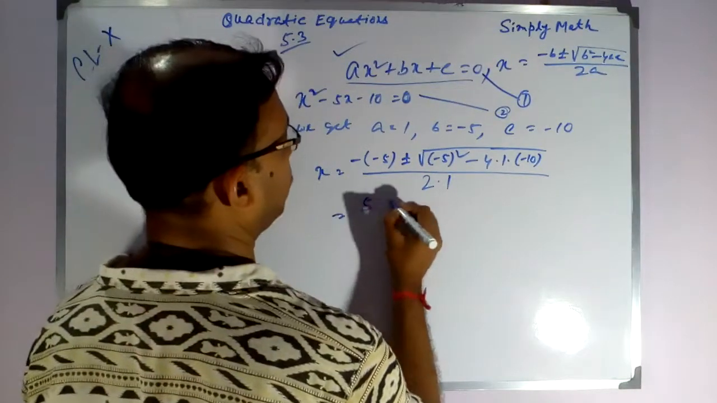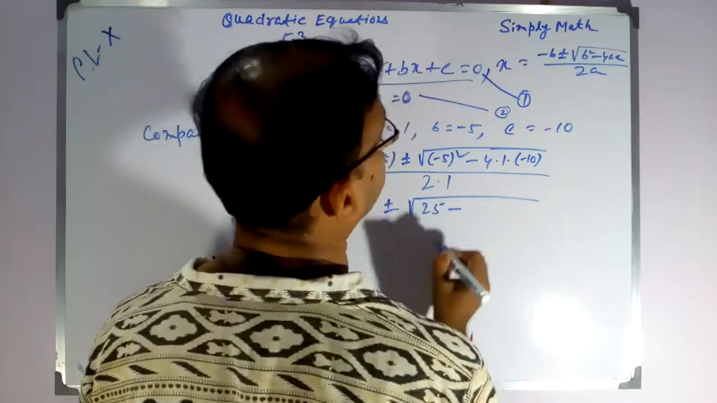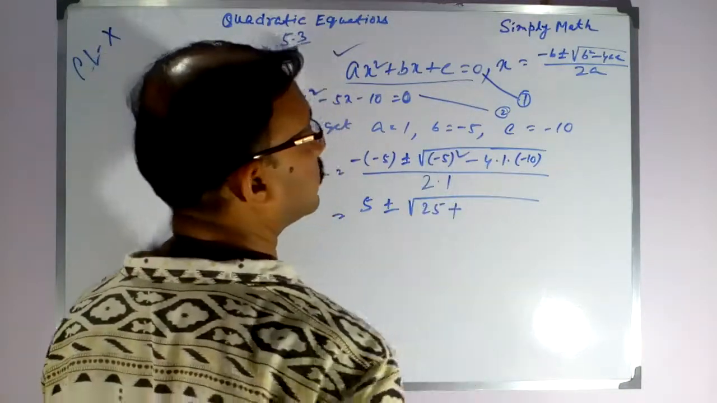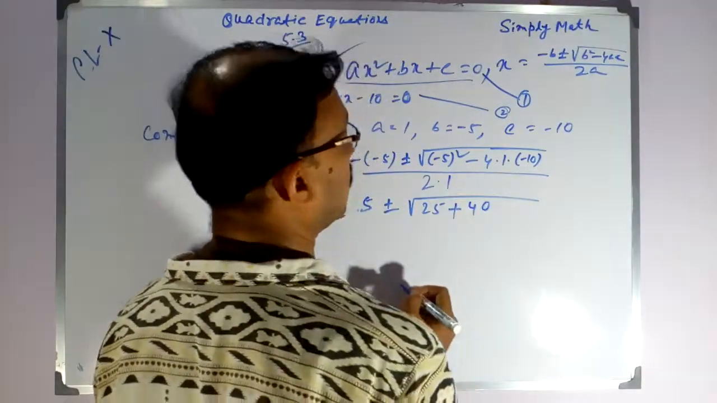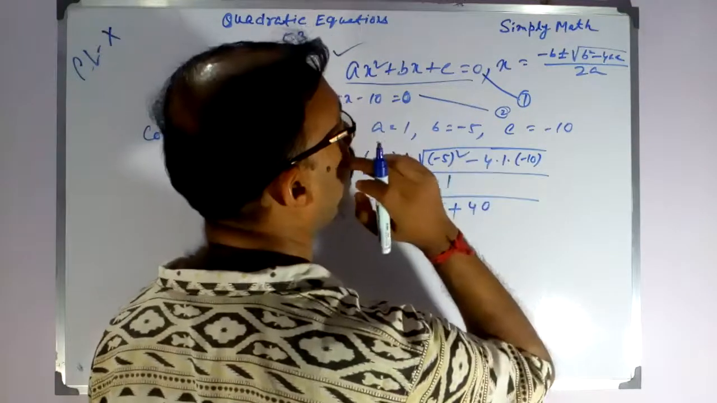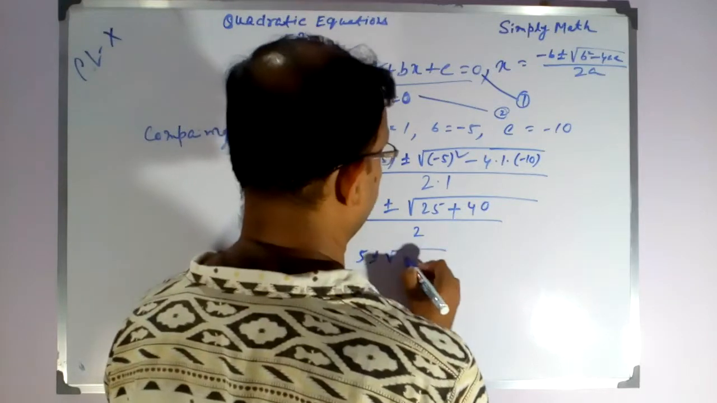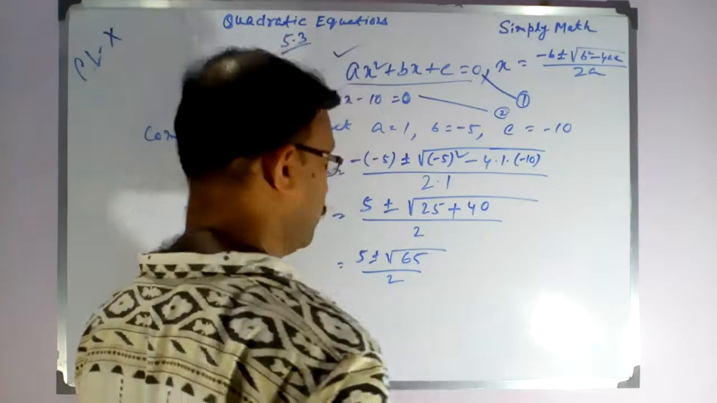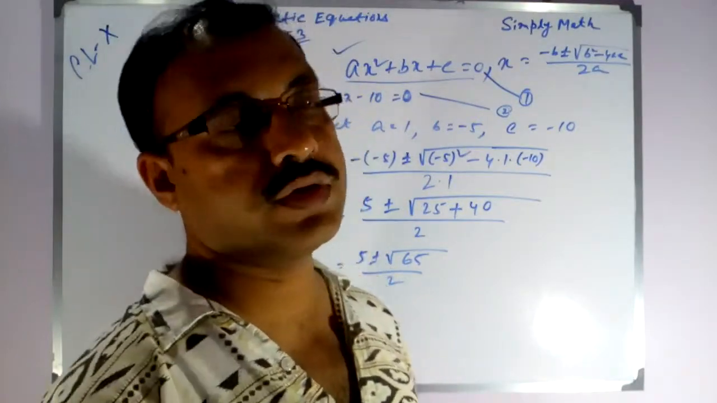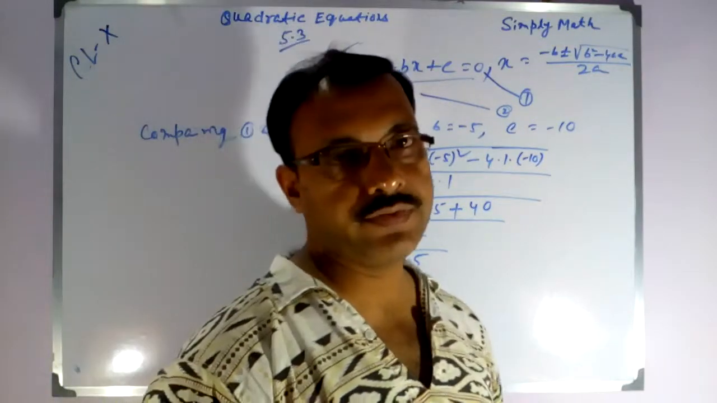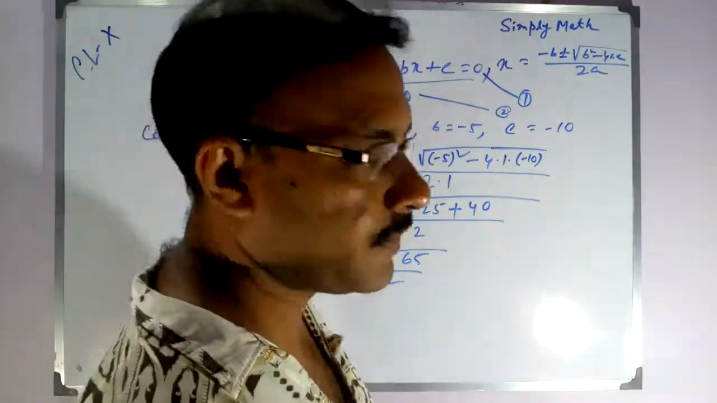Then what is the result? 5 plus minus root over 25 minus 1 plus 40, that is root over 65, by 2. Now we have to find the value of root 65. What is the value of root 65? How will we find it?